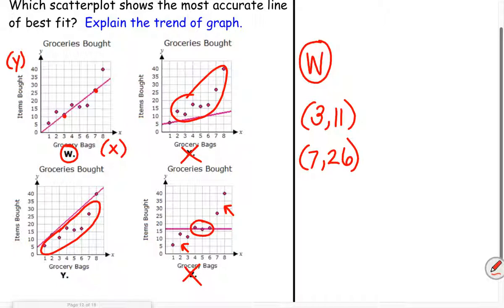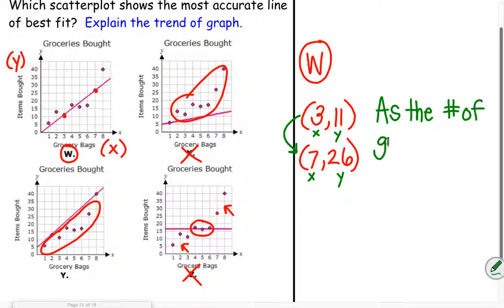So in order to write my sentence, I first of all look at what my X values are doing. Then I look at what my Y values are doing. So my X values are going from 3 to 7. So my X values are increasing. My X value is the number of grocery bags. So we're going to say, as the number of grocery bags increases.